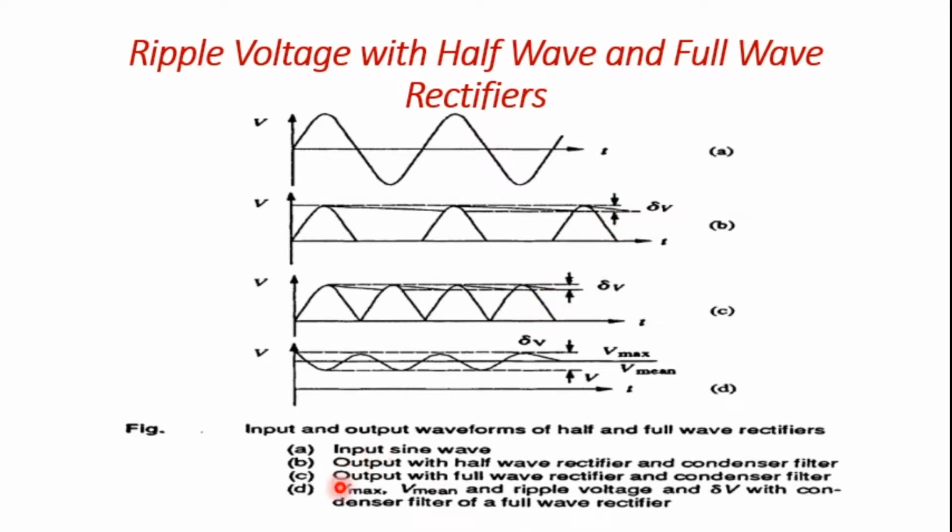and this is V maximum, the mean value, and the ripple voltage delta V by using the capacitor. So delta V is large for half wave and less for the full wave rectifier. Delta V depends upon many parameters like input frequency, the time constant, that is the capacitor and the RL value, and the reactance of the transformer XL.